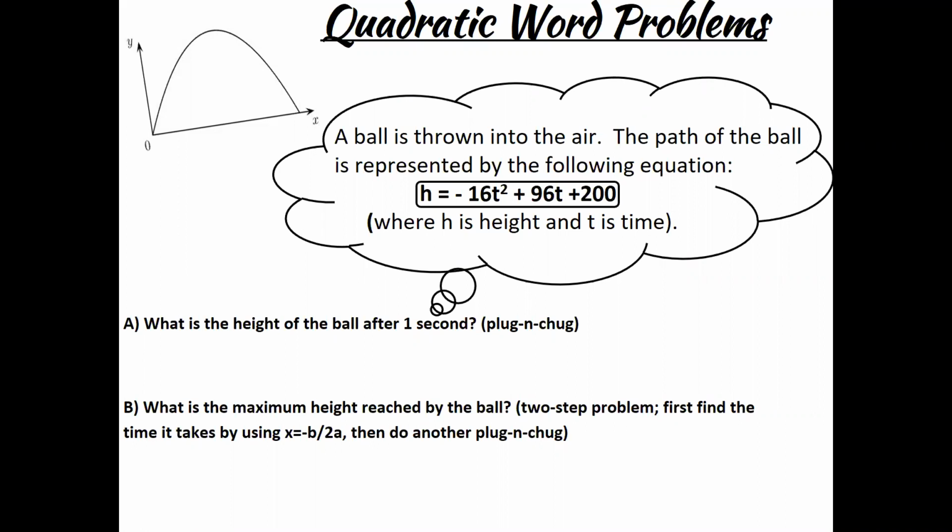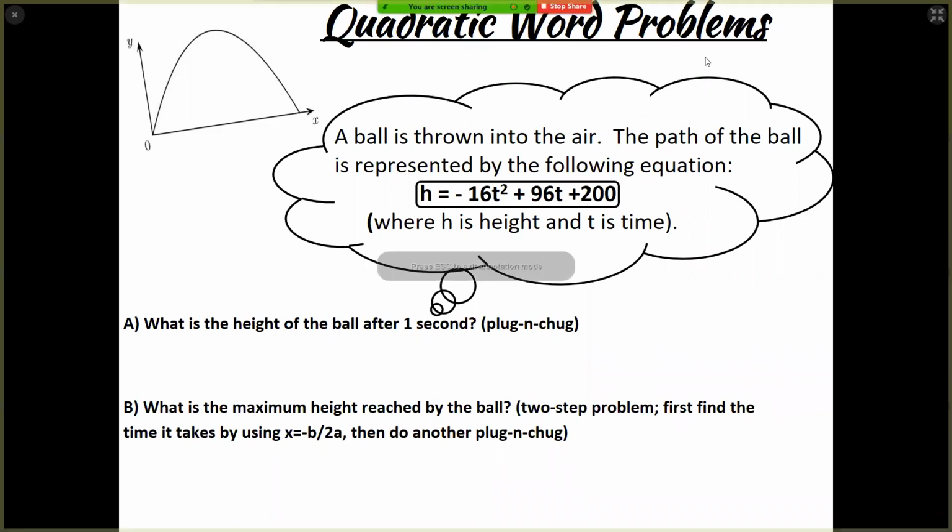Part A asks us to find the height of the ball after 1 second. So we're trying to find H and we're given t. To find H, if you're given t, you're just going to plug in 1 for t. So -16 times t squared, so I'm putting 1 squared there, plus 96 times 1, plus 200.